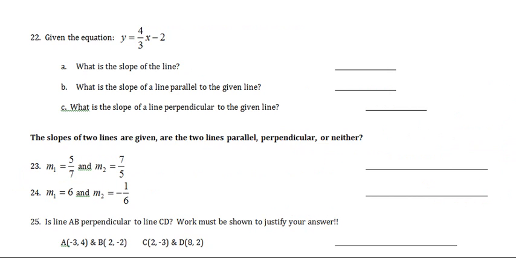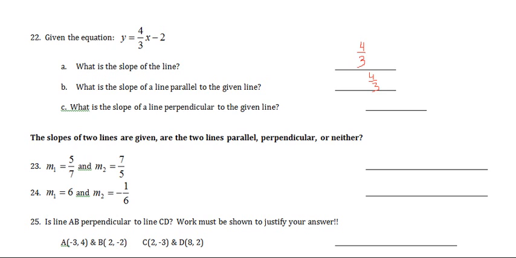Alright, so next says, what is the slope of the line? Easy. That's the number in front of x, which is 4/3. It is not 4/3 x, it's the number in front of x, so it's 4/3. What is the slope of the line parallel? Well, the slope has to be the same, so it's got to be 4/3.